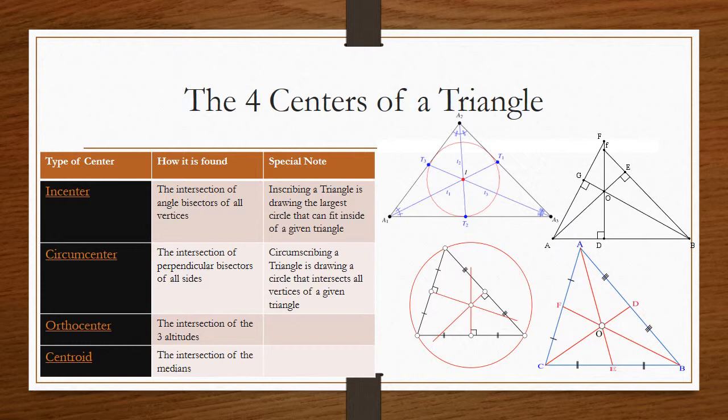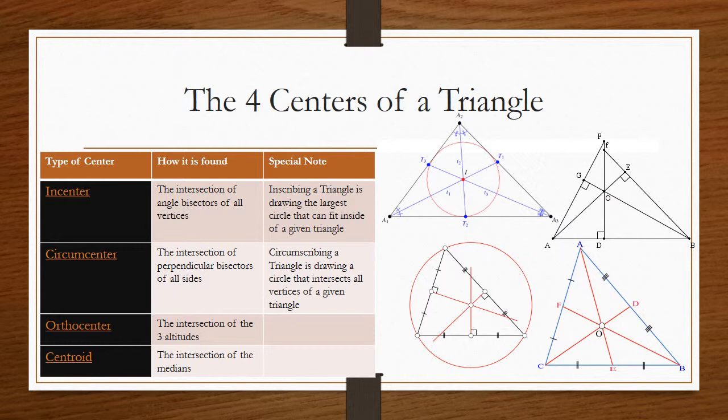Now, the other two we're going to look at are not going to be as in-depth of a study, but I did want to show them to you anyway. Those are the orthocenter and centroid. The orthocenter is the intersection of the altitudes. The altitudes are also known as the height of a triangle. What they do is they go from a vertex, and that line then intersects the opposite side at a 90-degree angle. When you connect all of those together or find the intersection, that is the orthocenter.